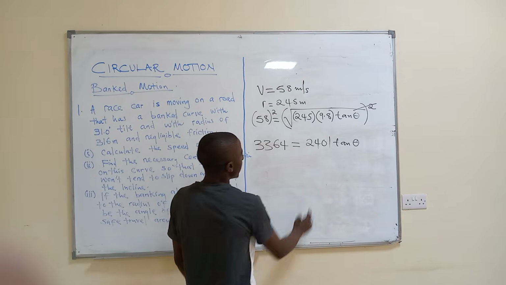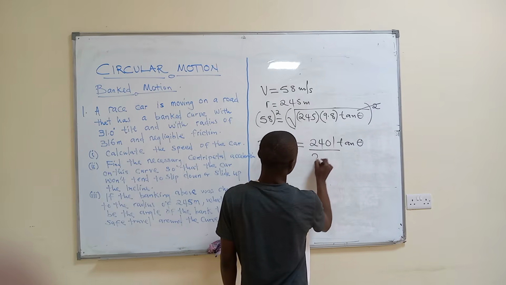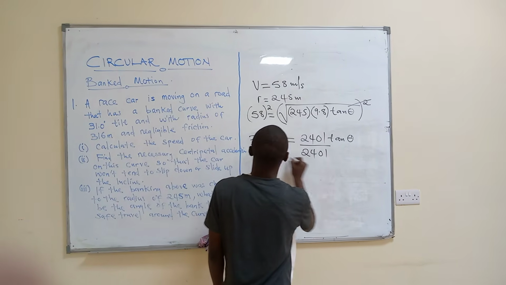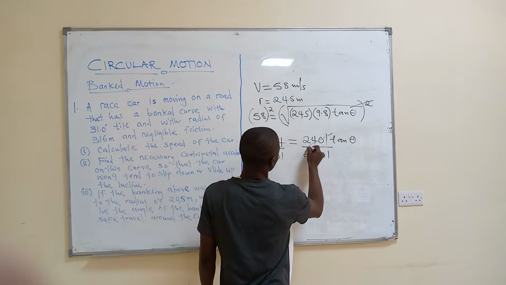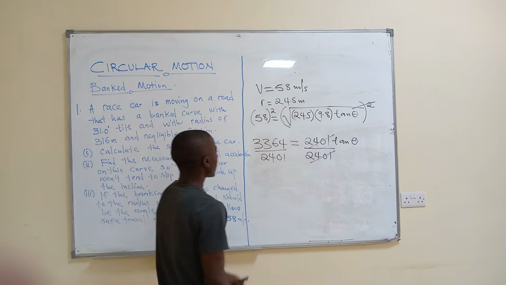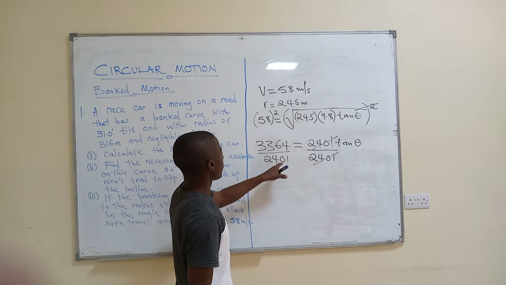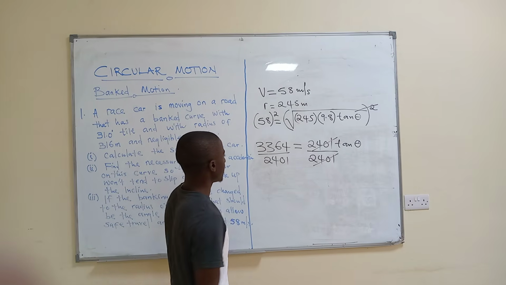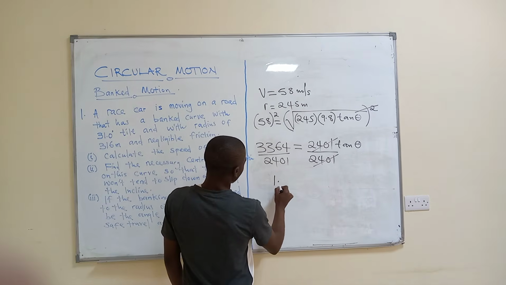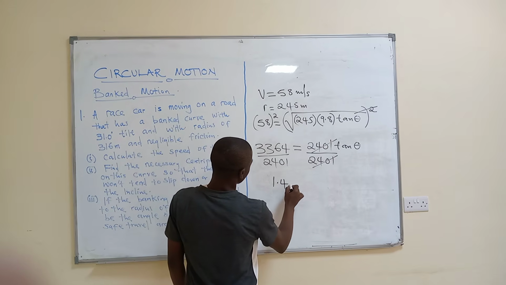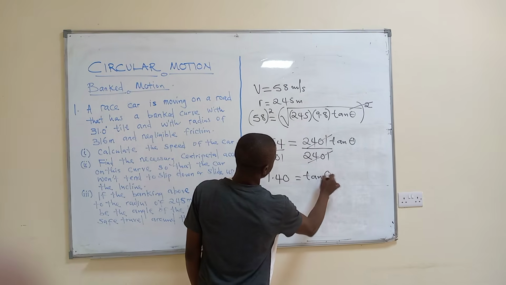So making tan theta the subject of the formula, we are going to divide both sides by 2401 over 2401. So you are going to cancel. So if we divide 3364 over 2401, what are you getting? 1.40 is equal to tan theta.